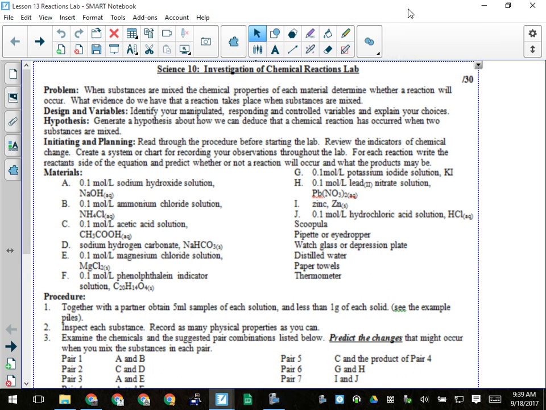Okay, so the problem we're investigating in the reactions lab is going to be that when substances are mixed, the chemical properties, not the physical properties, influence or determine whether a reaction will take place. What evidence do we have that a reaction takes place when substances are mixed? We talked about this the other day. What are the signs of a chemical reaction? Those are the signs that a chemical reaction has occurred.